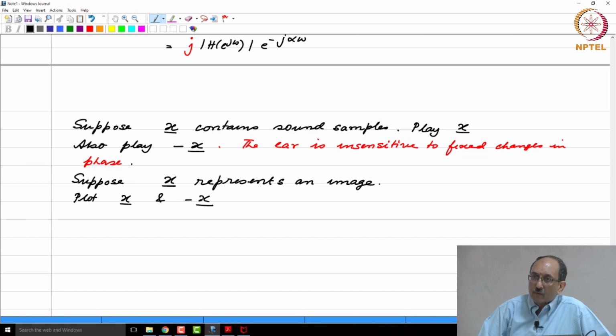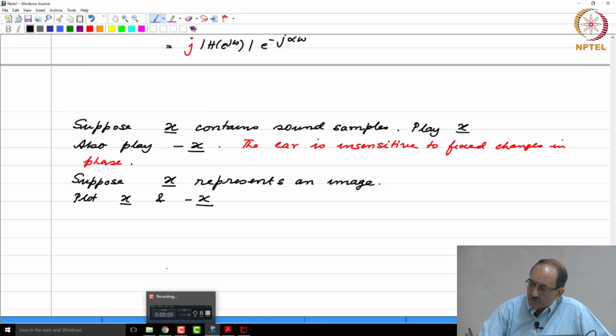Very good. So, what you will see is when you plot minus x, you will see the negative image, right. So, the eye is supremely sensitive to phase. The ear is completely insensitive, the eye is supremely sensitive to phase. Now, this can be very dramatically also illustrated by this example.